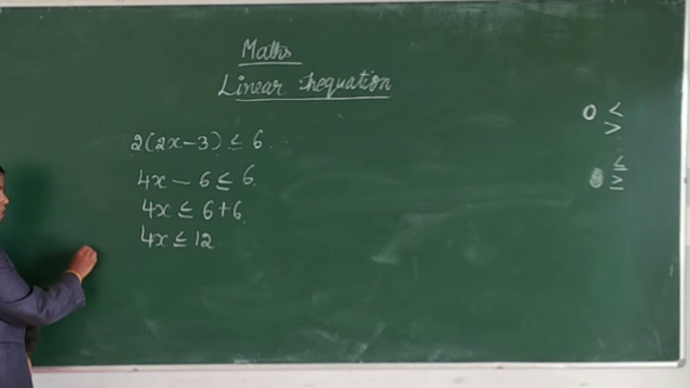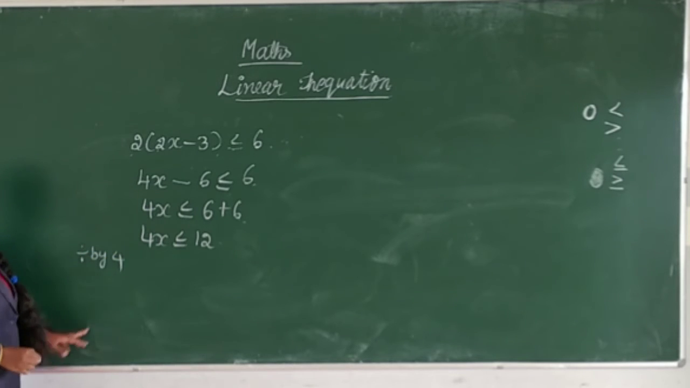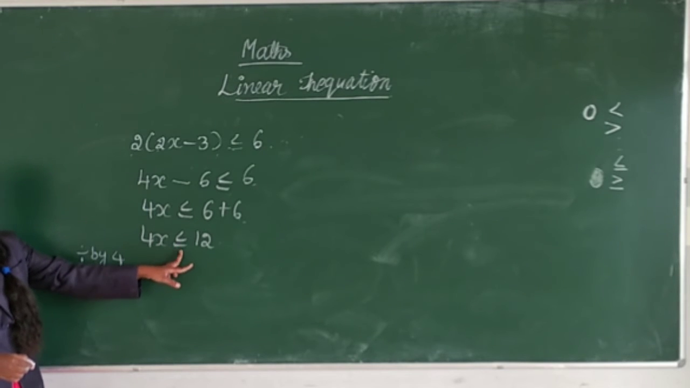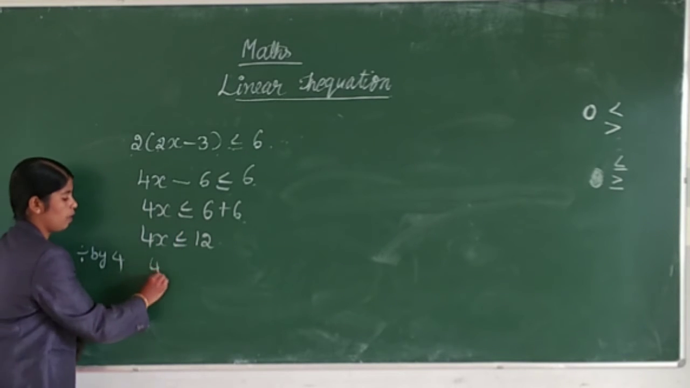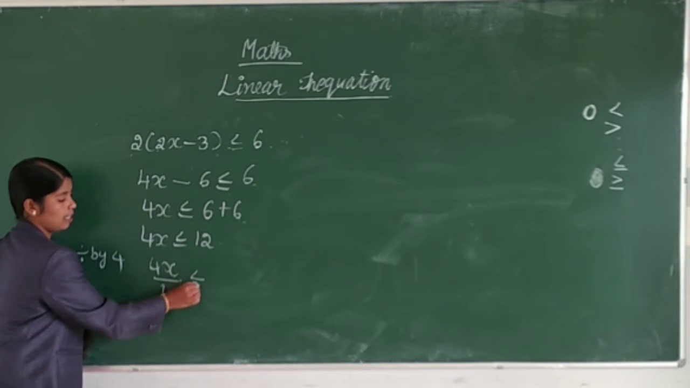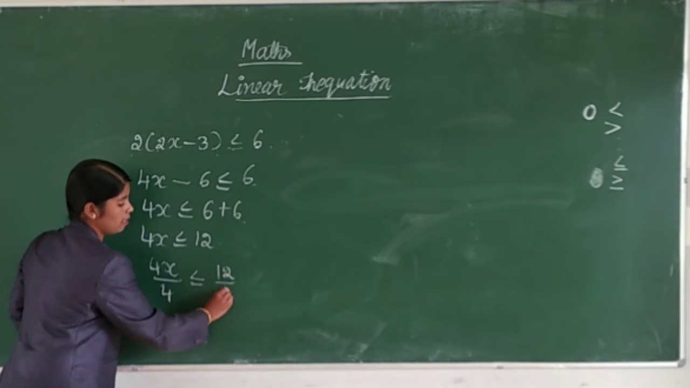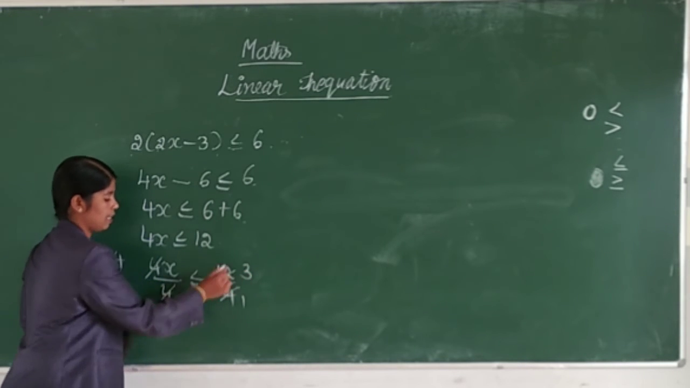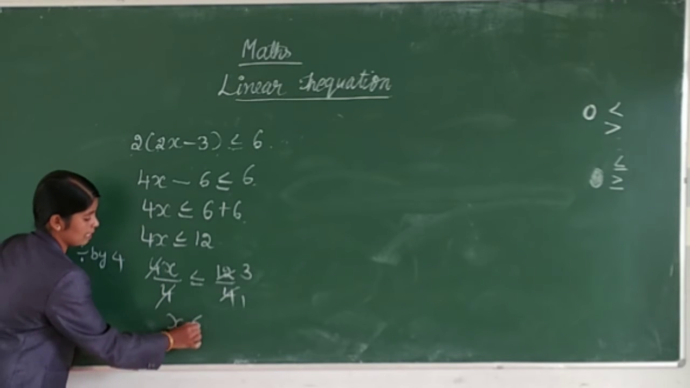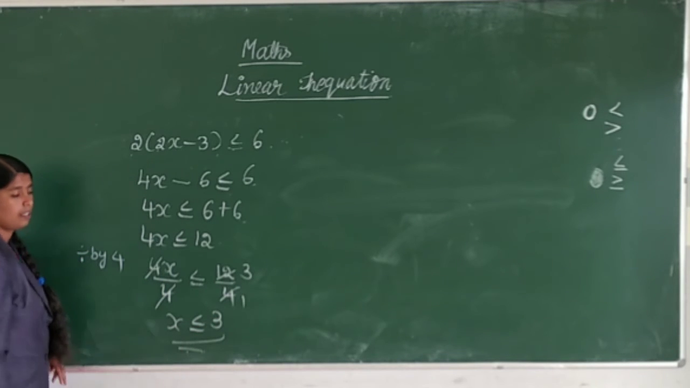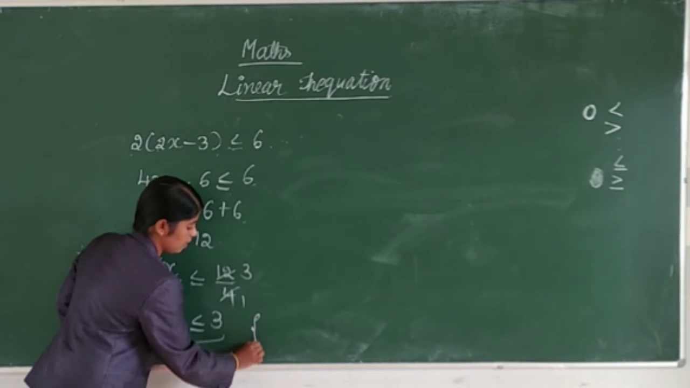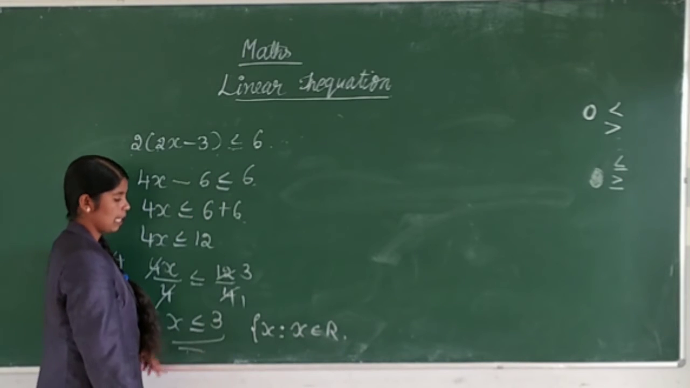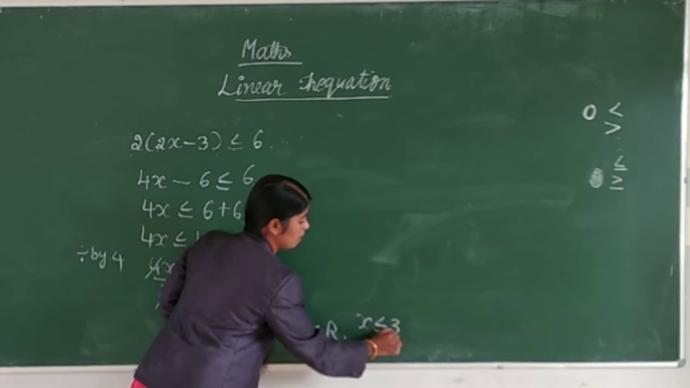Then divide by 4. Again, it is a positive number we are dividing by, so we don't need to change any sign. So 4x divided by 4 less than or equal to 12 divided by 4. The 4s cancel: 4 ones are 4, 4 threes are 12. And here we have x less than or equal to 3. Then represent in the real number set: x, where x belongs to the real number set and x is less than or equal to 3.